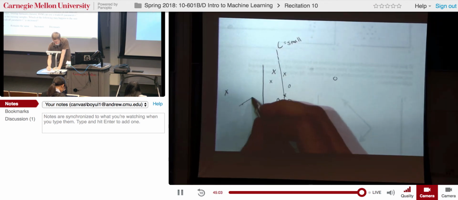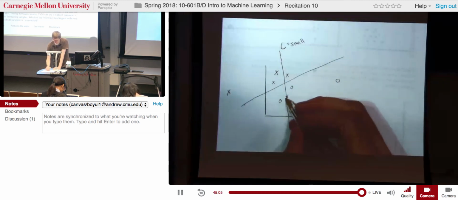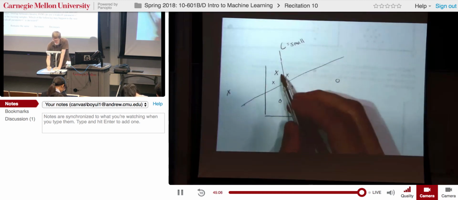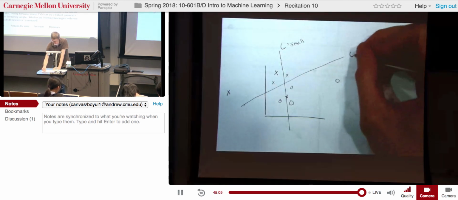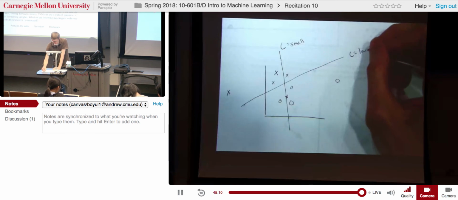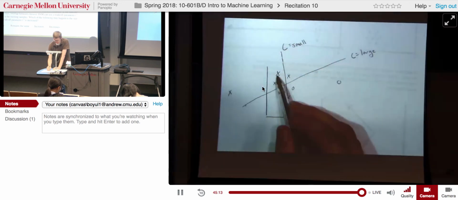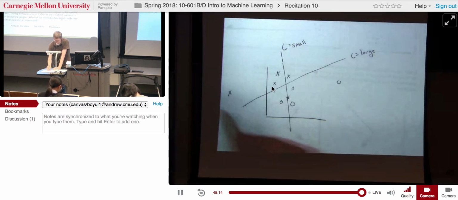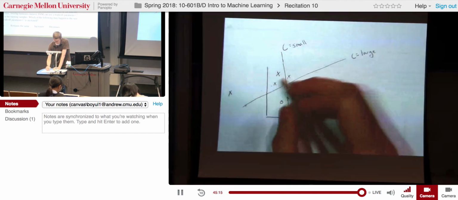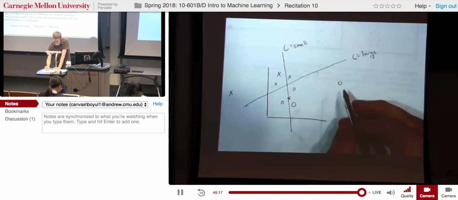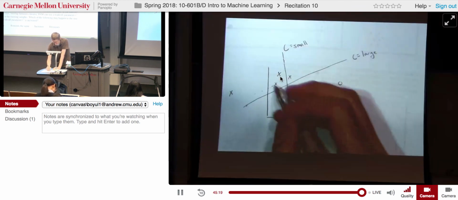I'm not going to give too much time on this one. So this one is just asking, if you have separable points, you have separable classes, will the margin that you get from SVM be greater than or equal to the margin from the perceptron?